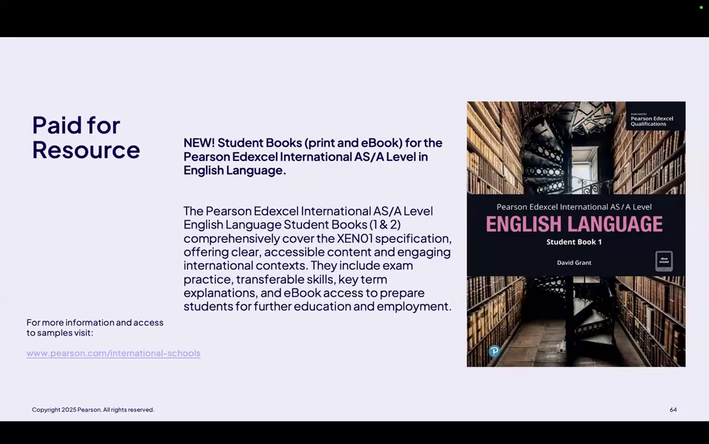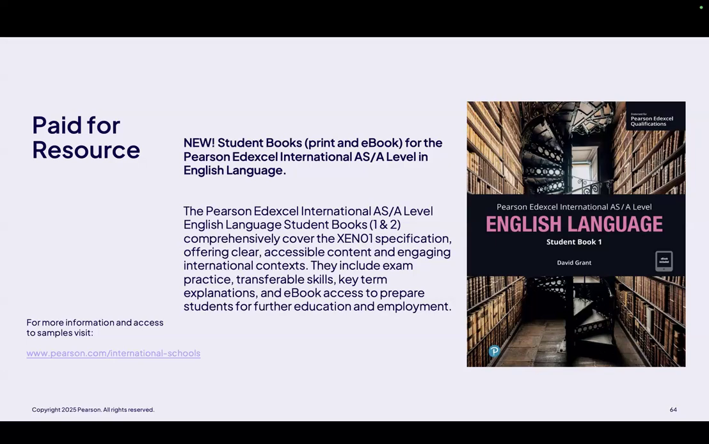As well as all those free tools, we have paid for resources. This is a new one. There are 2 books, as you can see there, AS and A level, books 1 and 2. It is designed to provide students with the best preparation possible for this exam. It's written and developed by highly experienced subject experts. It's engaging, it's relevant. There are frequent opportunities for exam practice, which is great. Exam strategy, exam technique, exam practice, and signposted transferable skills that prepare for further education and also employment as well.